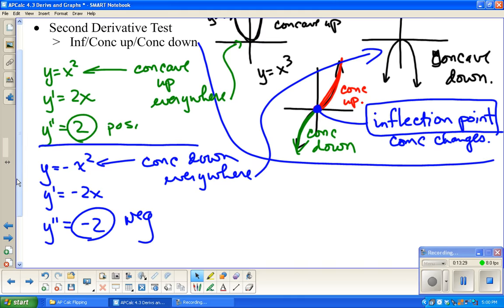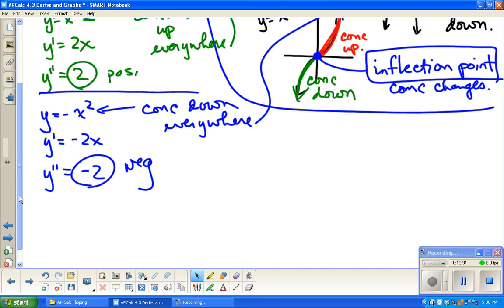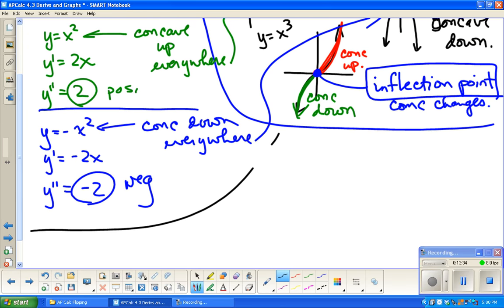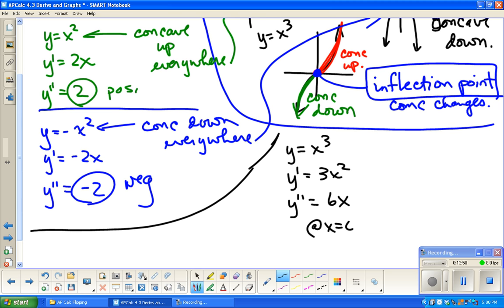Okay, and one little distinction here, and then we'll lay out the second derivative test. Y equals x cubed. Well, the first derivative is 3x squared. The second derivative is 6x. And this is positive or negative depending on where we are. Well, at x equals 0, the second derivative is 6 times 0, 0. That is probably an inflection point.